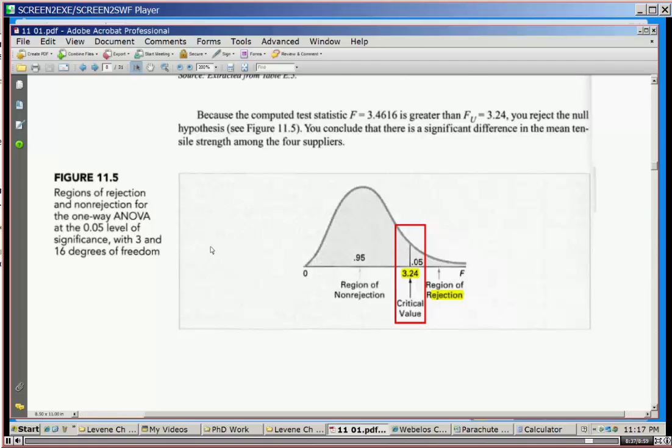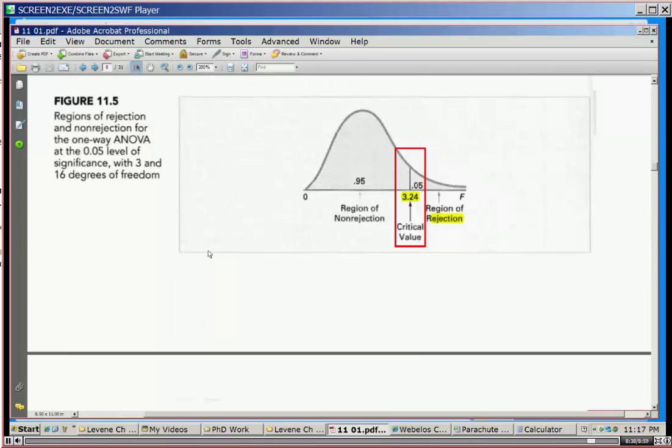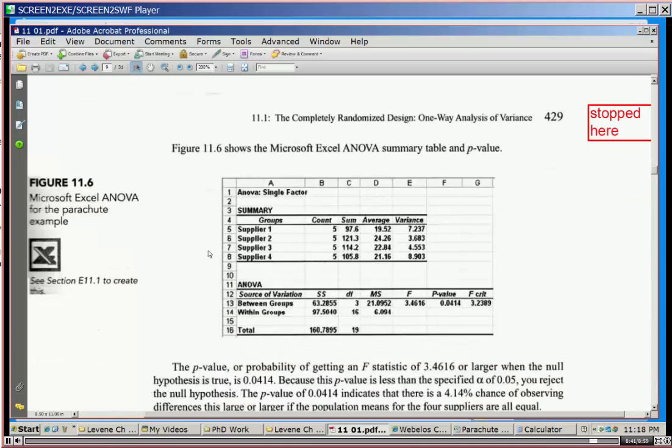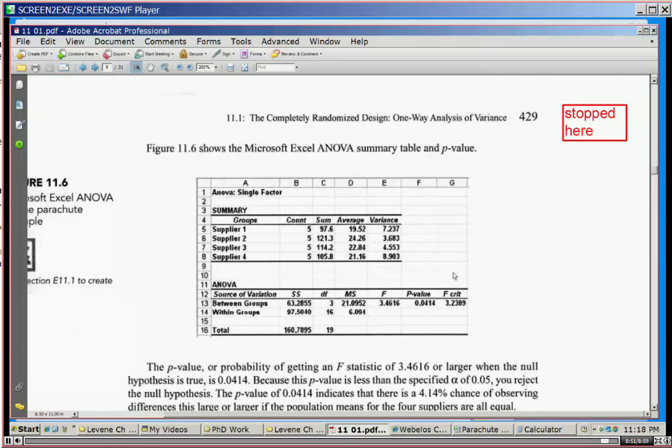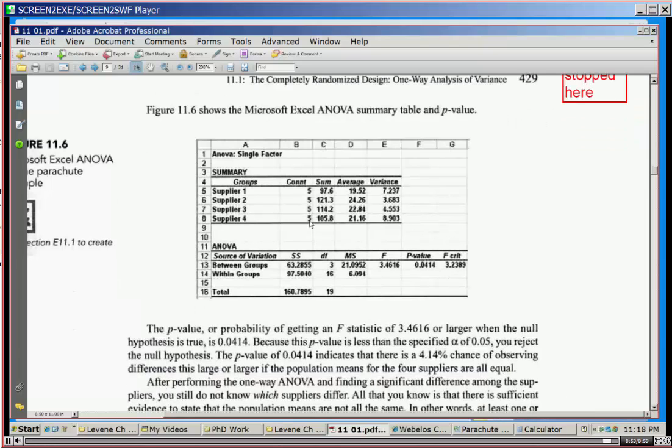Before we proceed with ANOVA further, we have to put all this in a summary table for ANOVA. And Excel will also calculate the p-value for us, in Excel's ANOVA summary table. Let's stop here before recording a new clip.